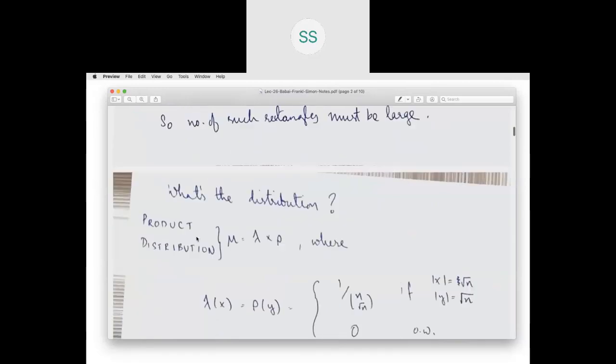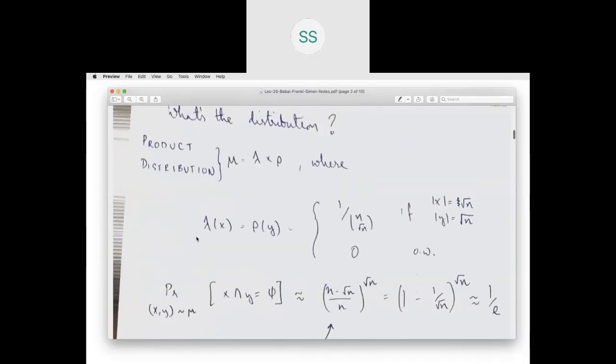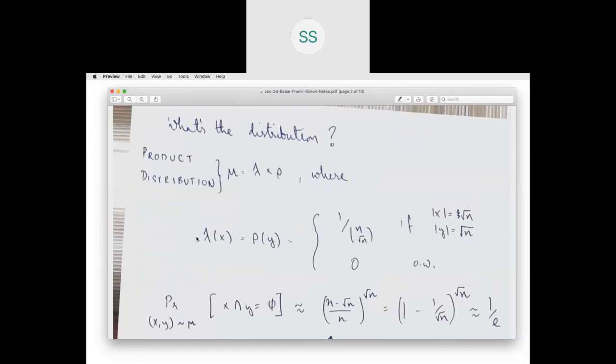Before that, what is the distribution that we are going to use? We are going to use a product distribution. What do I mean by product distribution? Both Alice and Bob get to pick a vector. Alice picks her vector with some probability, Bob picks his vector with some probability, and the joint probability is just the product of these. Both of these happen independently. In fact, both of them have the same distribution over their own inputs. What is the distribution?